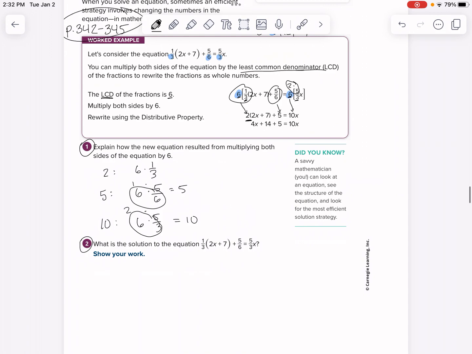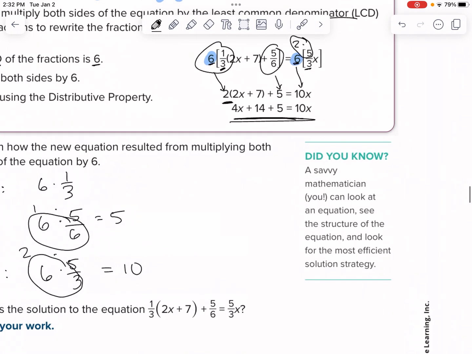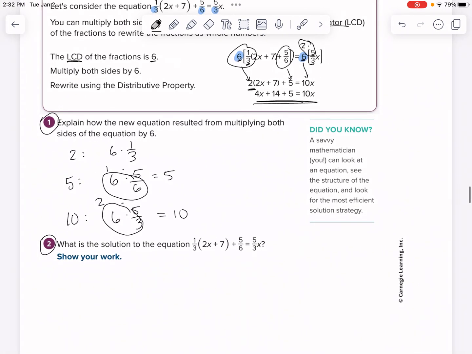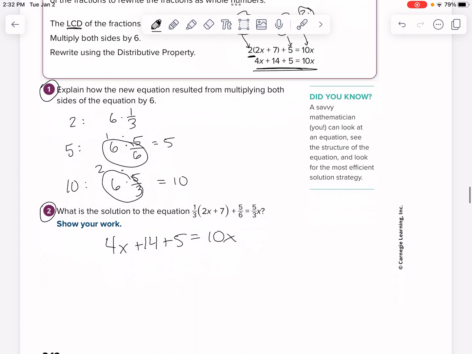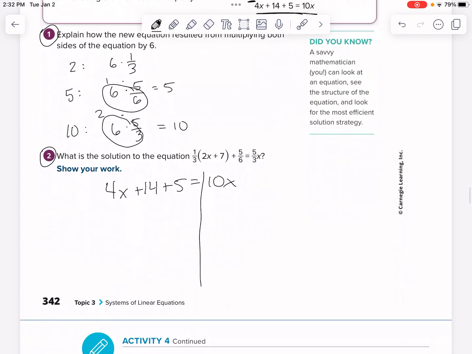Well, we can take this last part here and solve it. So 14x plus 14 plus 5 equal to 10x. We can move our variables to any side. I'm going to move our variables to the right side. I'm going to subtract 4x. This is 6x. Let me combine these two things. They're constants. 14 plus 5 is 19.